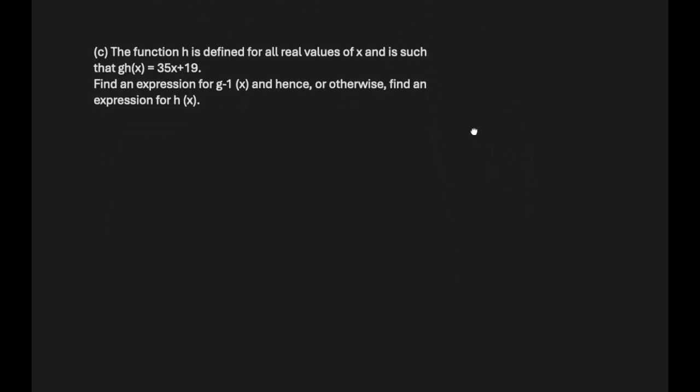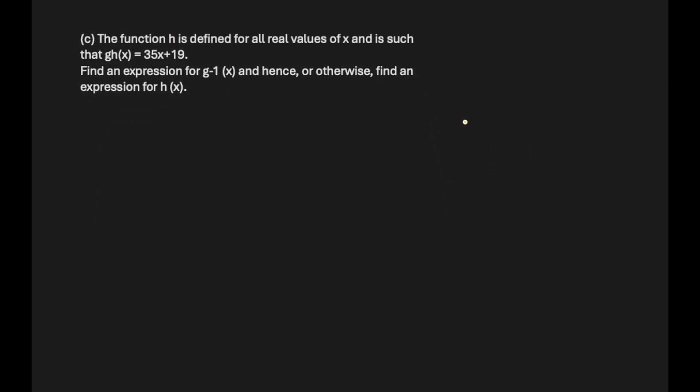Part C is also there. Function h is defined for all real values of x and is such that gh(x) is equal to 35x plus 19.